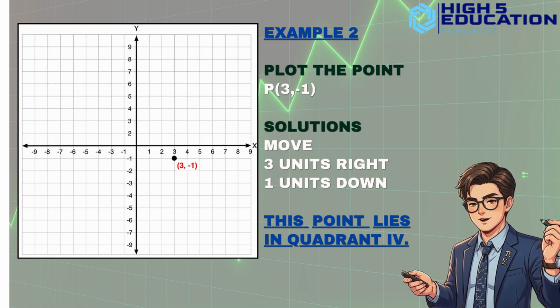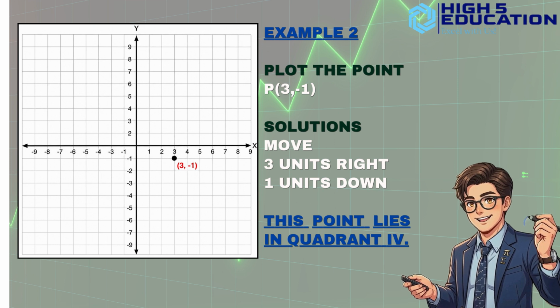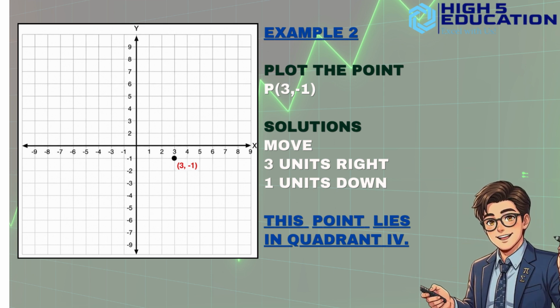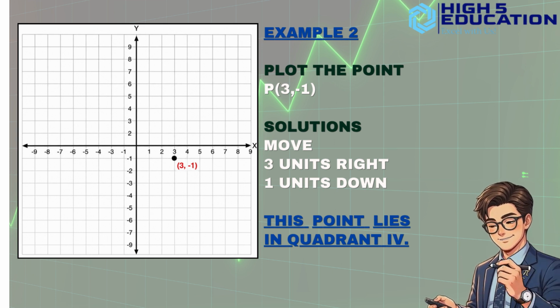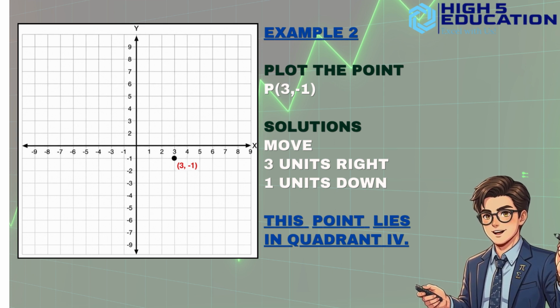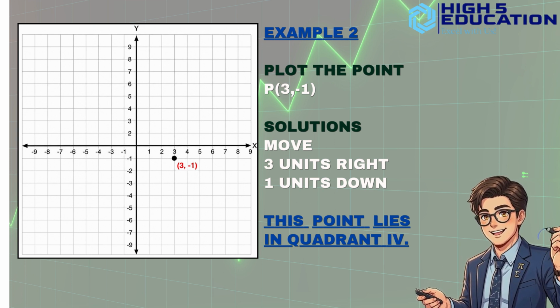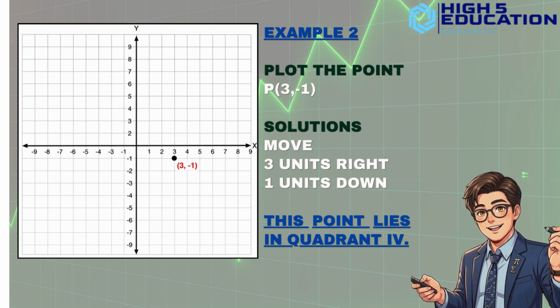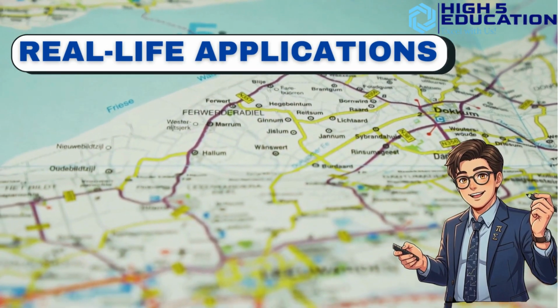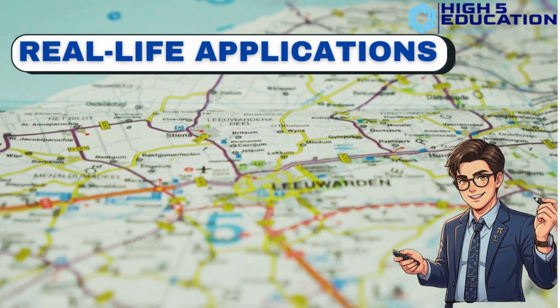Remember this tip. Right means positive x. Left means negative x. Up means positive y. Down means negative y. By following these simple directions, you can easily identify the coordinates of any point on the coordinate plane. Now, let's explore how coordinates are used in real life.